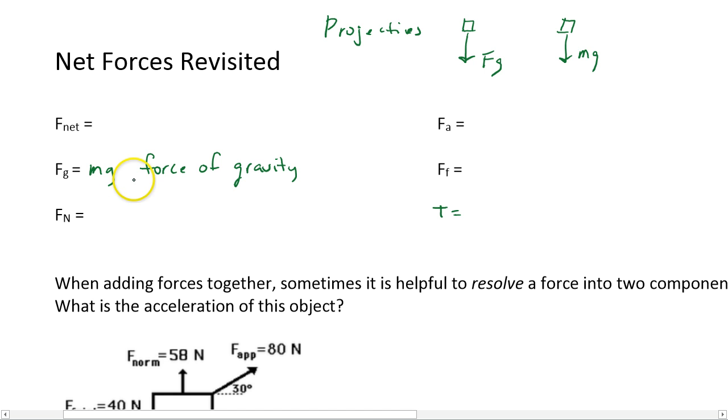So close to the Earth, it's 9.8. In our questions, we're going to be using 9.8, unless sometimes I tell you to use 10 just to keep things really simple. The net force here, F net, is equal to the sum of all the forces. So here we can write net force, or another way of saying it is the sum of the forces.